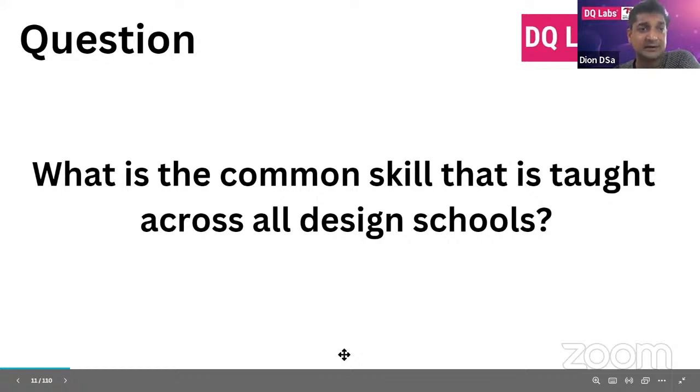But fundamentally, the Stanford D School had defined the design thinking process, right? And this is the process that you will learn at design school. It doesn't matter which design school, every design school will teach you this. It is, in fact, what we are teaching you at DQ Labs.